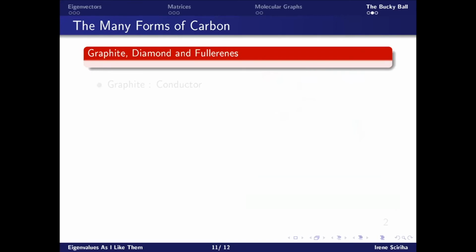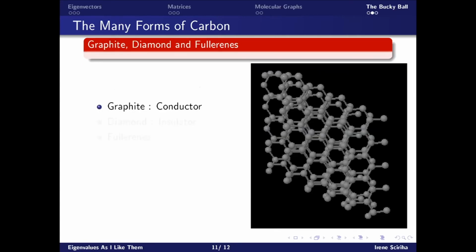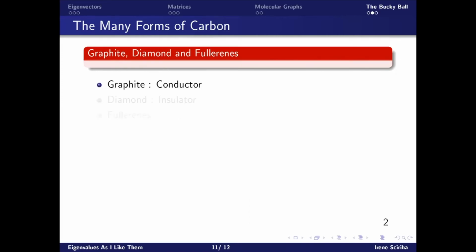There are many forms of carbon. In particular, we have graphite, which is a conductor, and this is how the molecules look, layers of hexagons that slip over one another. We know that when we use a pencil, the graphite slips over the paper. It's a conductor.